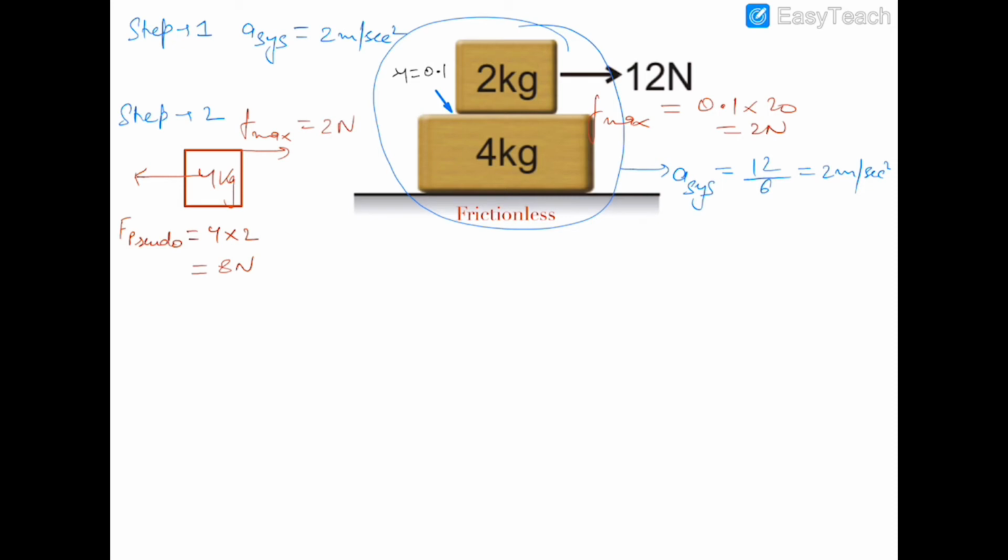Now you can easily see that F pseudo, which is a sliding force, 8 newton, is greater than F max, which is a force which prevents the sliding. So the force which is sliding the block is greater than the preventing force. Therefore this 4 kg block will definitely slide, and sliding will occur.